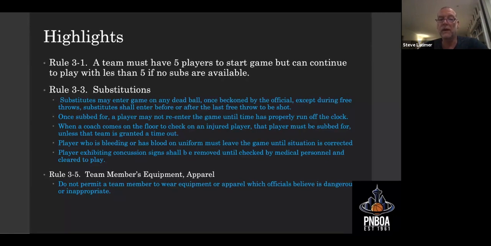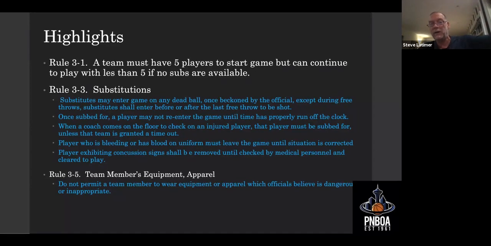Once subbed out, a player may not re-enter the game until time has been properly run off the clock. So they take somebody out and he starts to sit down on the bench and the coach goes, wait a minute, I don't want him out. I wanted somebody else out. It's too late. He's off the floor, and he or she needs to stay off the floor until the ball has been put in play and the time has run off the clock. So when a coach comes on the floor for an injured player, that injured player needs to leave the game, needs to be substituted for, unless the team asks and gets granted a timeout, and that player can get back out on the floor at the end of the timeout. So they can buy that player to stay in the game by calling a timeout.